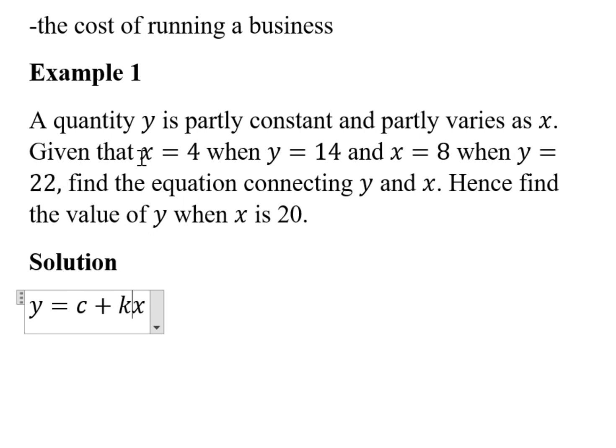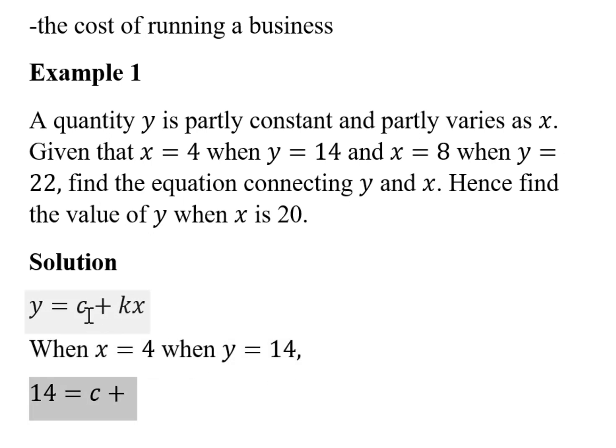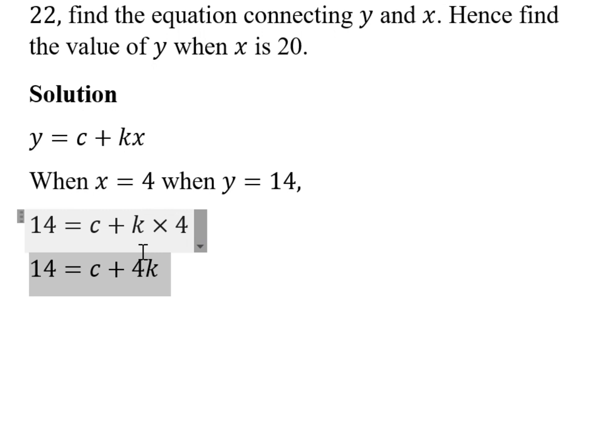Now, given that x is 4 when y is 14, if we pick this statement and substitute it in this equation, we shall say when x is 4 and y is equal to 14, instead of y, we shall have 14 will be equal to c plus, instead of x, we write 4, so we shall have plus k times 4. If we simplify that, we shall have 14 being equal to c plus 4k. And that gives us the first simultaneous equation.